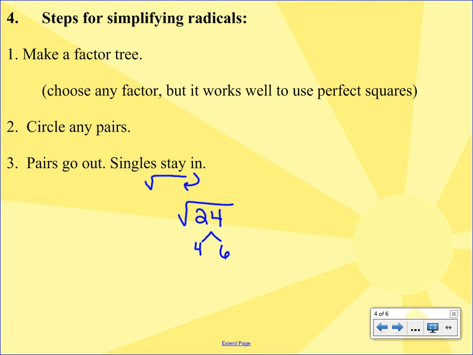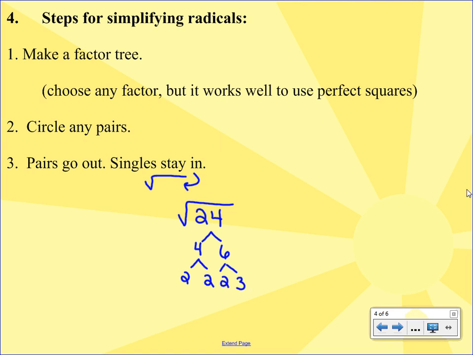And a lot of times students ask, does it matter which numbers we start with? And the answer is no, because when you make a factor tree, you have to get all the way down to the prime factor. So you basically keep breaking up numbers until they can't break anymore. So 4 is obviously going to break down to 2 and 2. 6 is going to break down to 2 and 3.